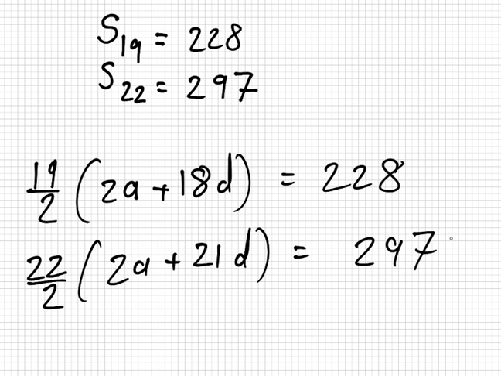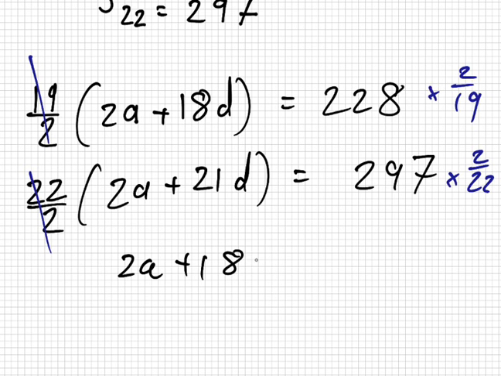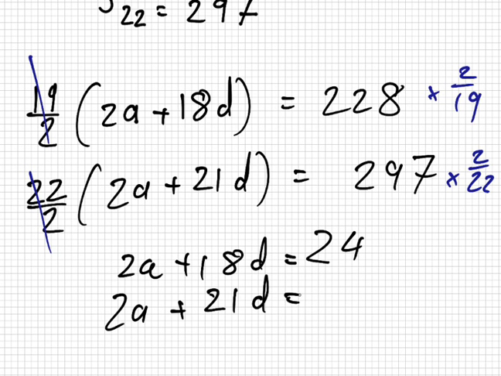Now we should clean this up a little bit. What I'll do is multiply both sides by 2 over 19, and here, 2 over 22, which is 1 over 11. So I get now 2a plus 18d. What does it equal? 228 times 2 over 19, please. 24. And then for the next one, 2a plus 21d equals 27.